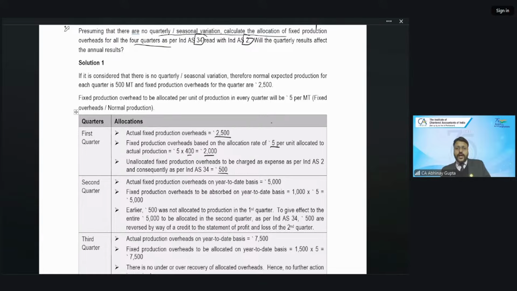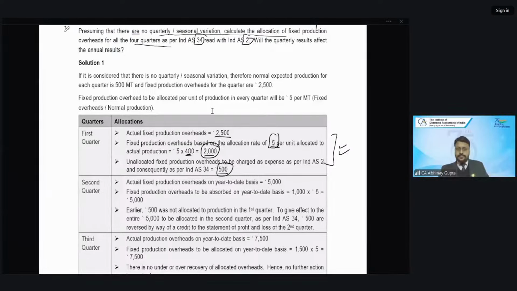400 is the actual production, 500 was the expected production. So basis on the expected normal course of production, we compute the charge rate. So the charge rate is 5 rupees per unit because we produce less as compared to the normal, only 400. So 400 into 5, 2000. 2000 will be the allocation, and the remaining portion of 500 would go to P&L, right? This is what we do under Ind AS 2, correct? Clear?